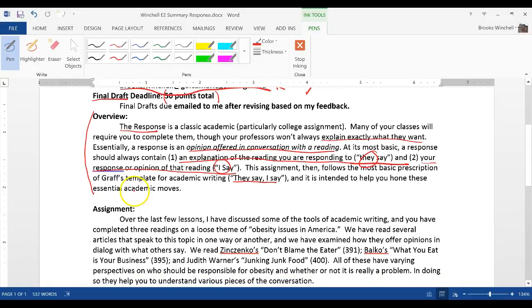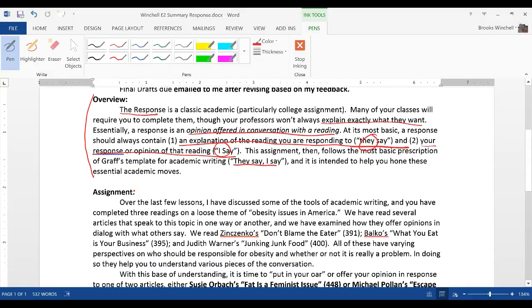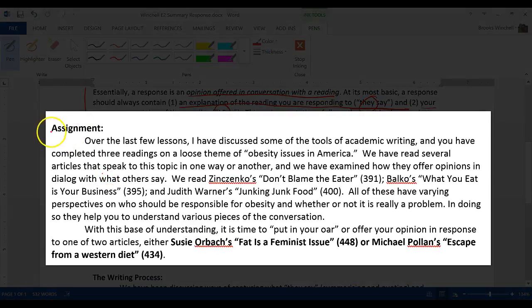Let's take a quick look at the actual assignment that I want you to do for this essay. Here's the assignment section. Over the last few lessons, I've discussed some of the tools of academic writing, and you've completed 3 readings on a loose theme of obesity issues in America, or weight issues in America, or how to handle obesity in America. We've read several articles that speak to this topic in one way or another, and we've examined how they offer opinions in dialogue with what others say. For instance, we read Zinczenko's Don't Blame the Eater, and we read Balko's, which was kind of a direct opposite to what Zinczenko said. His essay was What You Eat Is Your Business.